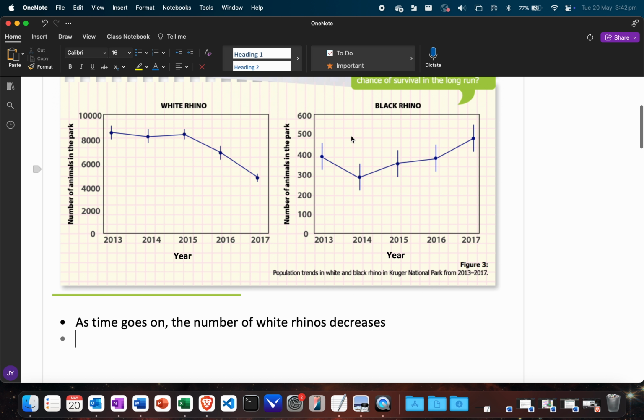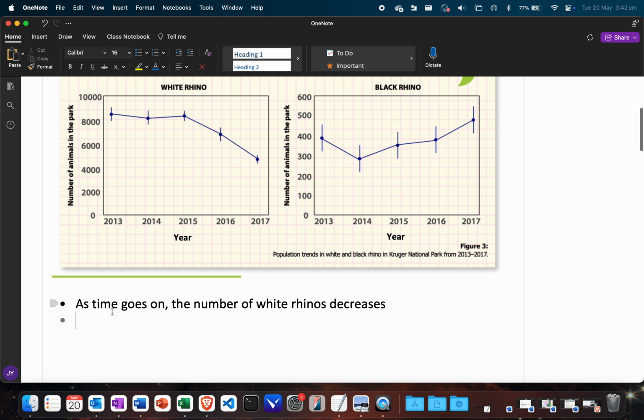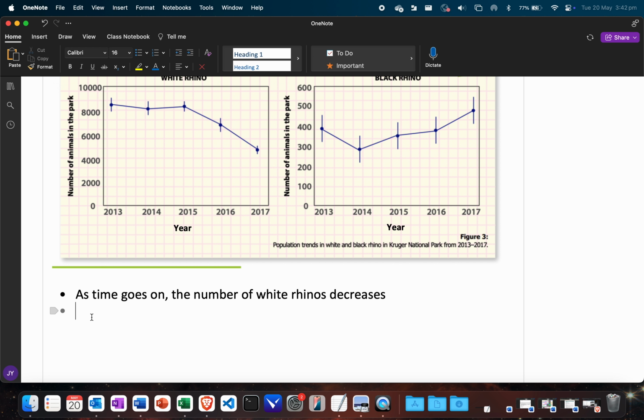But what happens with the black rhino? We can see pretty much from 2014, as time goes on, it's increasing. So we could say: as time goes on, the number of black rhinos increases.